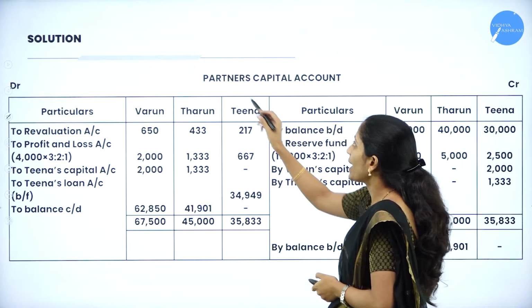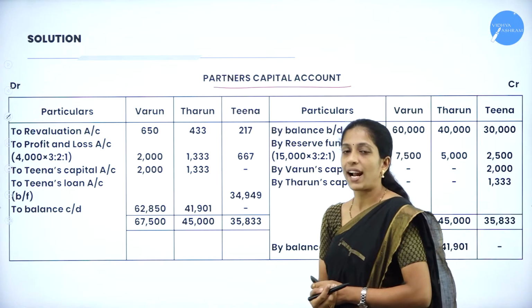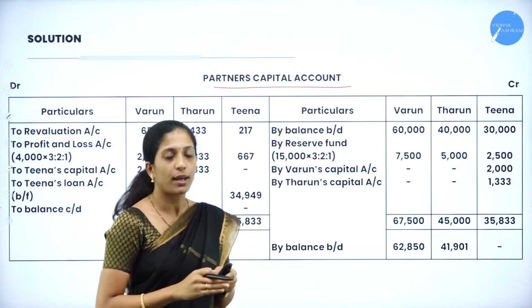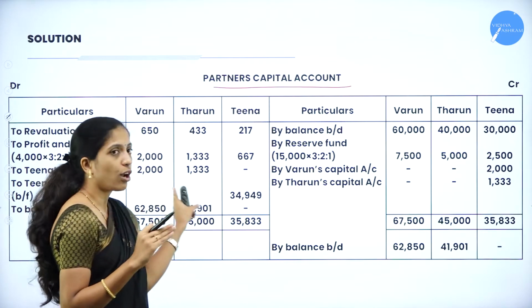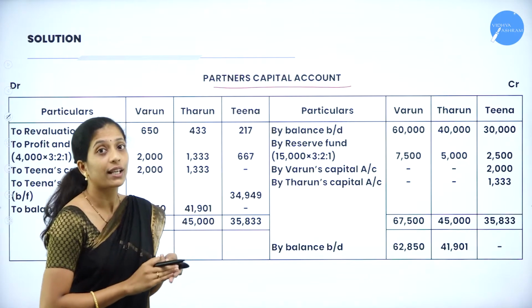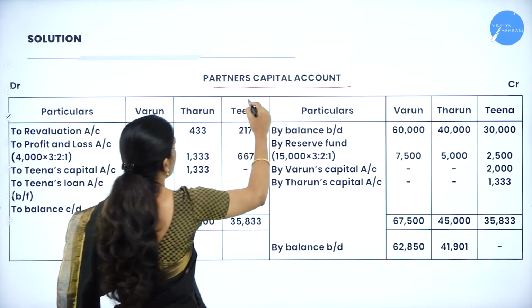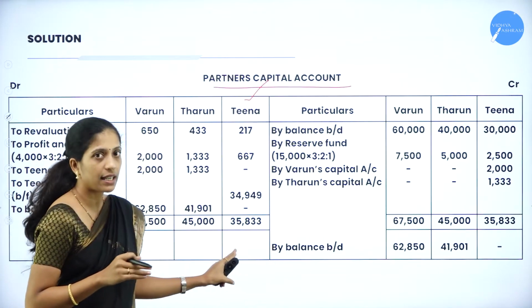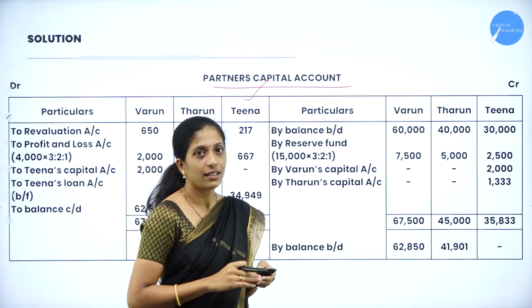Next account to be prepared is what? Partners capital account. So, you know the format. The partners capital account format remains the same. You will be having both debit as well as credit side. Under debit side particulars, we will draw a column for each partner including the retiring partner also. Now, who is the retiring partner here? Tina is the retiring partner. So, draw columns Varun, Tarun and Tina. In the same way, credit side also particulars Varun, Tarun and Tina.